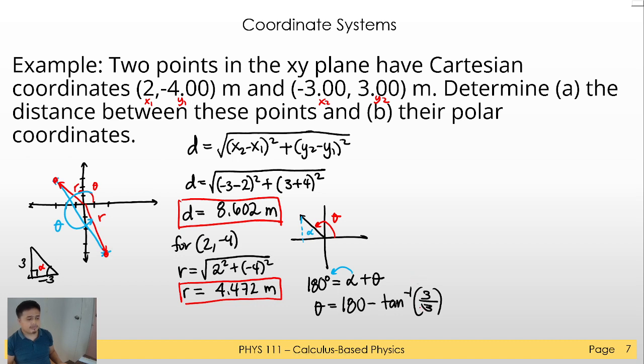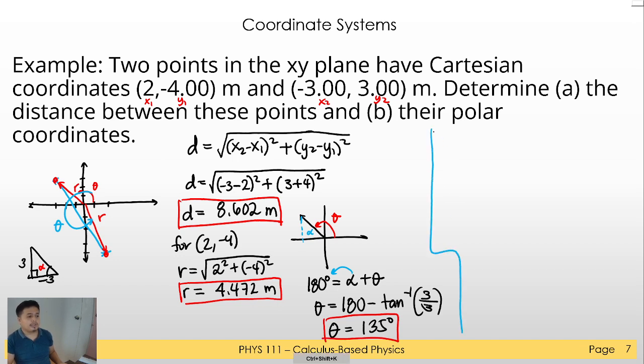Okay, so if you will notice here, I did not consider the negative now, because I will assume that this is an absolute value. Okay, so theta here therefore will be equal to 180 degrees minus 45. That is 135 degrees. Okay, that is for the first point.